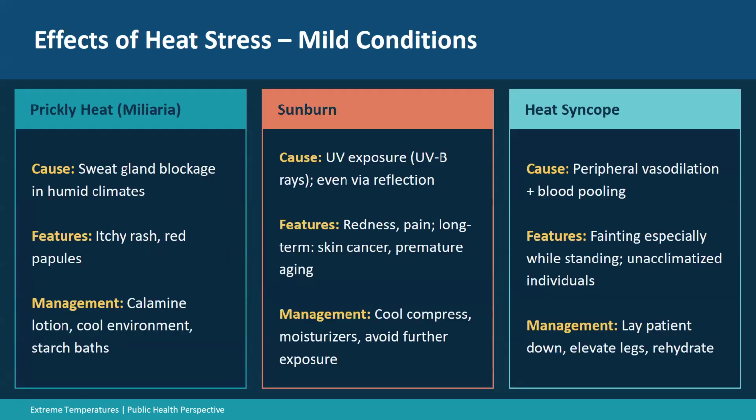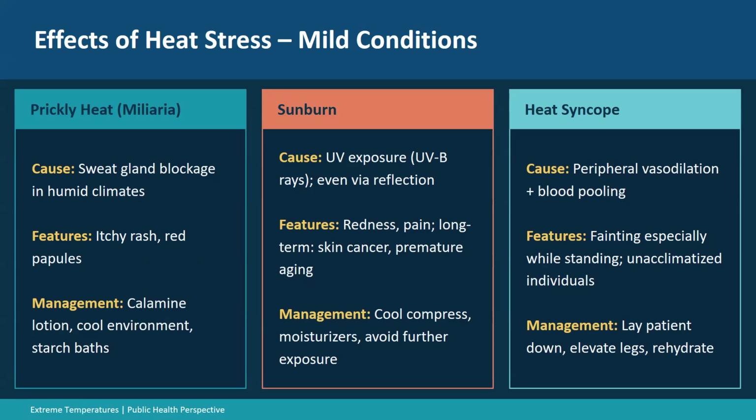Then we come to the effects of heat stress that has a wide range, starting from the prickly heat, which is caused when sweat glands are blocked in the humid climates. Features include itchy rash and red papules. Management involves only the calamine lotion, cool environment, and starch baths.